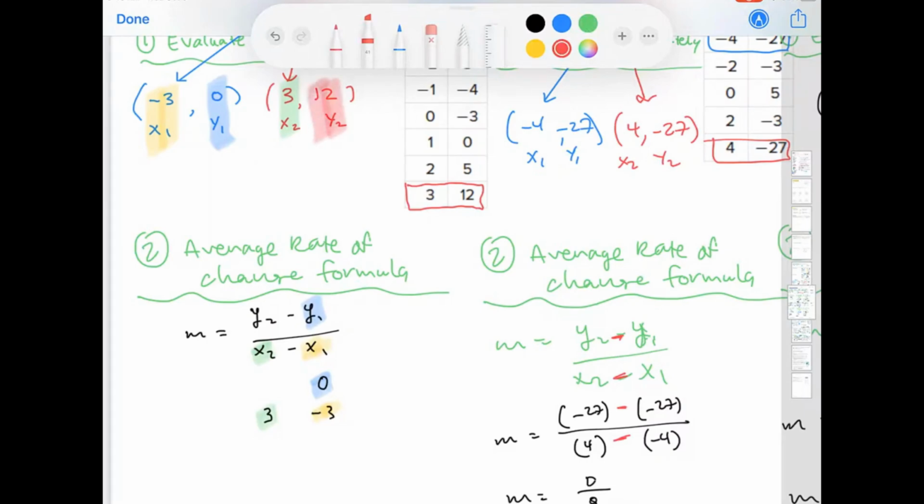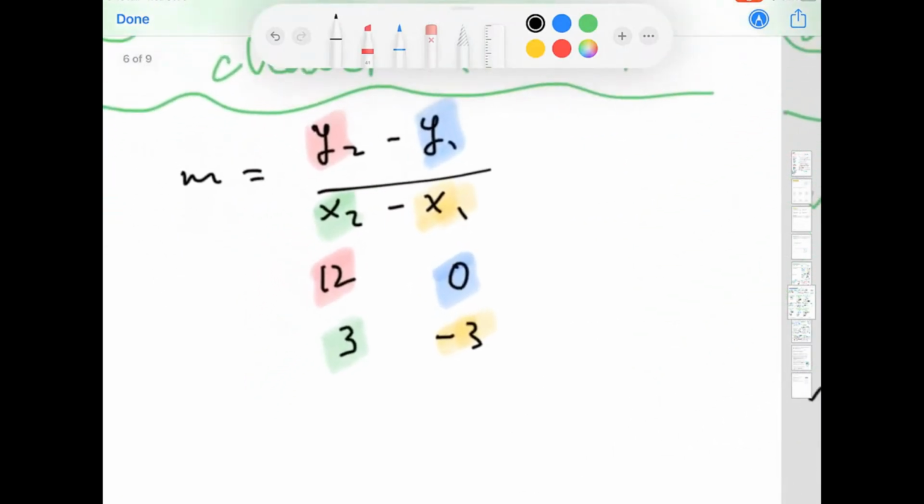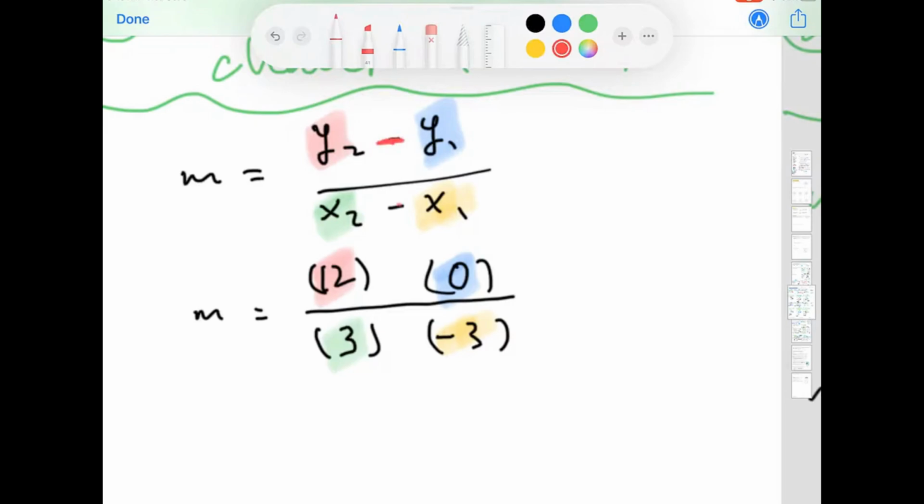Y2 is 12. So every time I see y2, I'm going to write 12. Now everything else for the formula here, let's go ahead and write it out. M equals my fraction line. Remember, every time we did substitution here, good practice is putting in parentheses. And let's go ahead and highlight that pesky little negative sign. This is a common mistake for students, that's why I'm highlighting in red so you can visually see it.